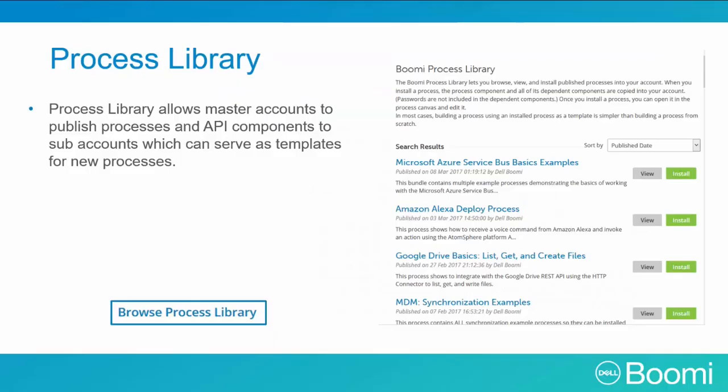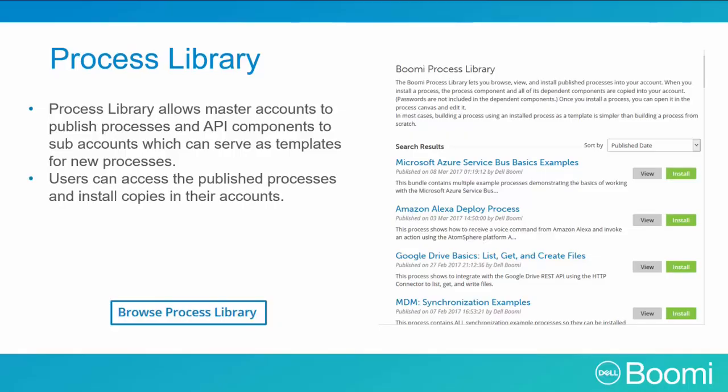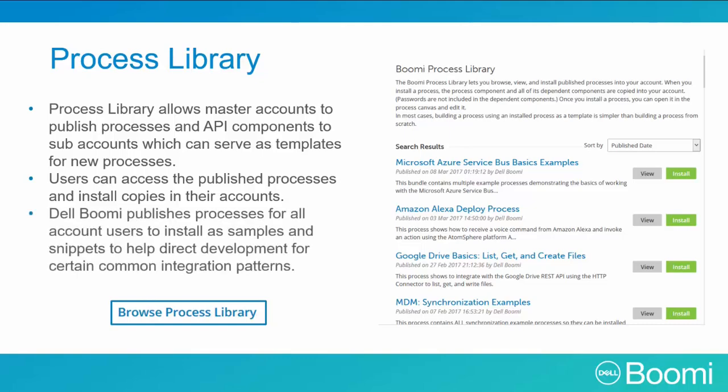The Process Library lets master accounts publish processes and API components to sub-accounts, which can serve as templates for new processes. Users get access to the published processes and install copies into their accounts. Dell Boomi also publishes processes for account users to install as samples and snippets to help direct development for certain common integration patterns. You can get access to the process library by clicking on the Browse Process Library button at the bottom of the Component Explorer section.